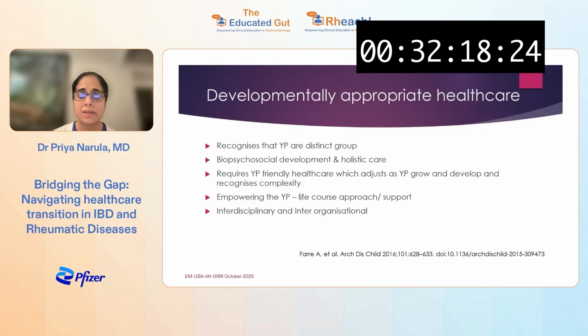It requires young person-friendly healthcare, which adjusts as a young person grows and develops, and it recognizes complexity. It is about empowering the young person, so it is about ensuring that they have had education about the disease, about the medications they're on, but it's also about that life course approach and recognizing that the support needed may be different. One 16-and-a-half-year-old might be very independent, needing very little support, very articulate in their consultations, but there may be another 16-and-a-half-year-old or a 17-year-old who may need more parental support.